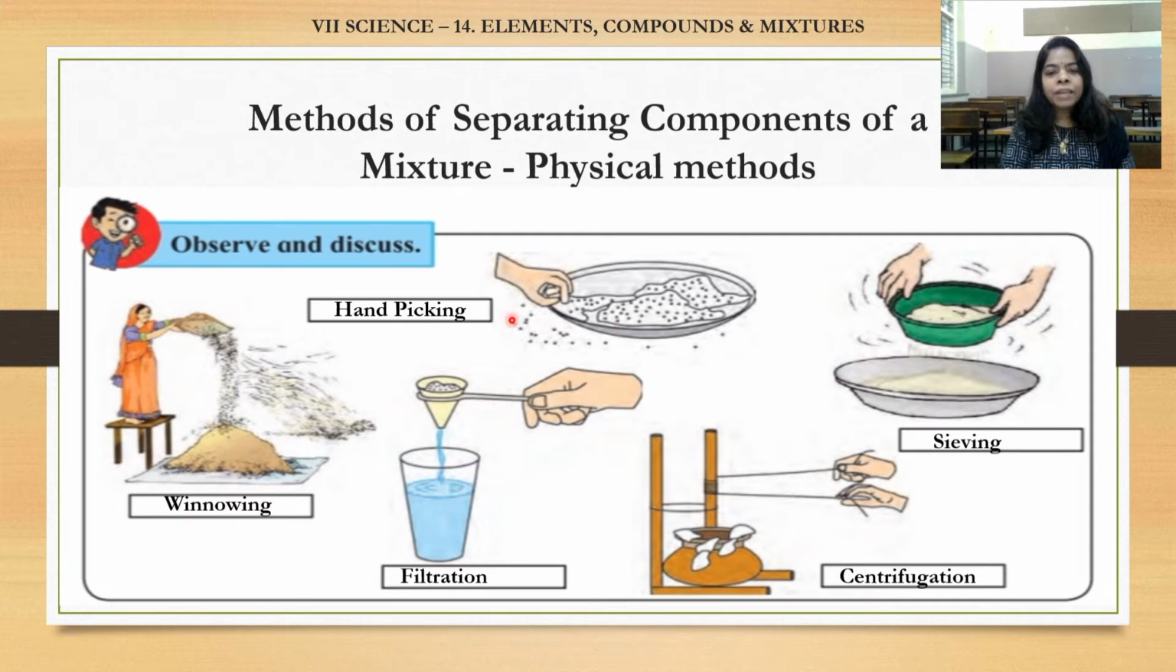This is the hand picking method. We are just using hand and picking out the stones or anything else. This is the sieving method, children. We are sieving the dough. This is centrifugation. Centrifugation, just rotate it with the hand. This is how we are churning butter from the buttermilk. And this is the filtration method.